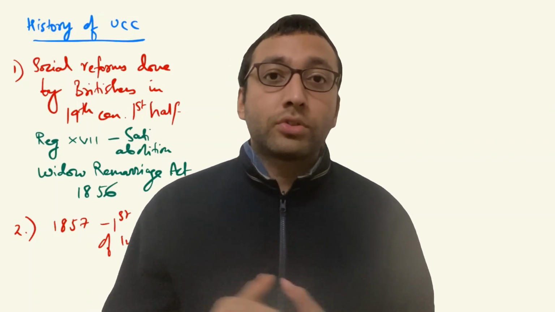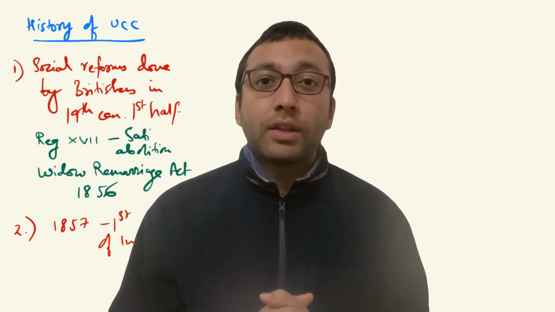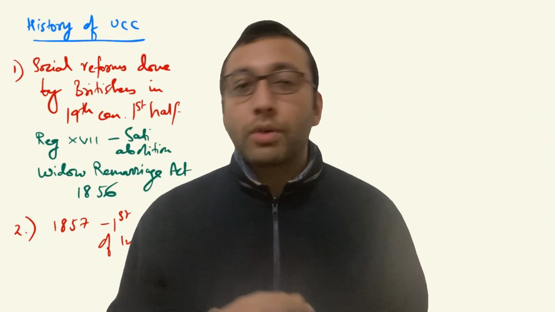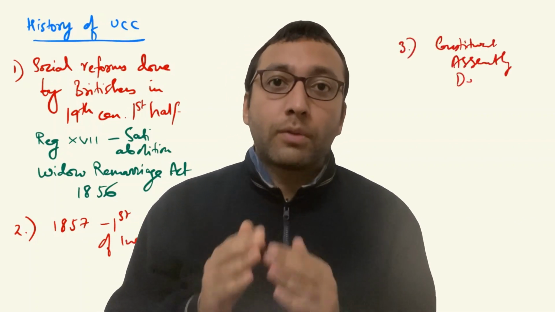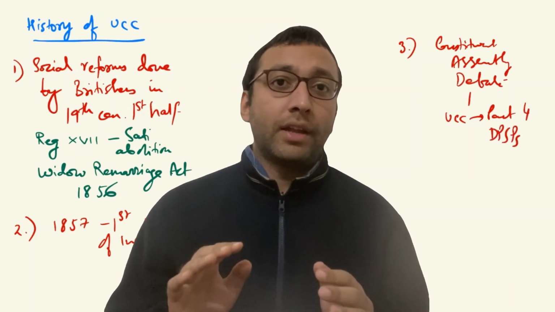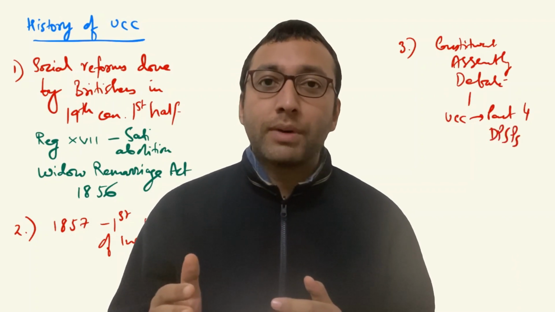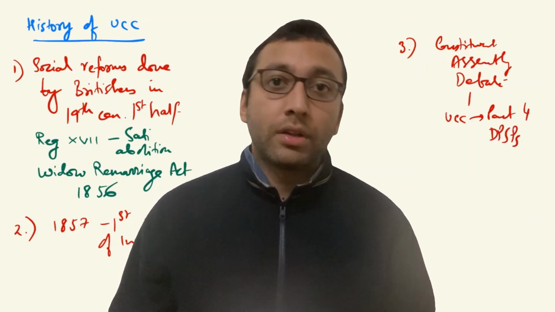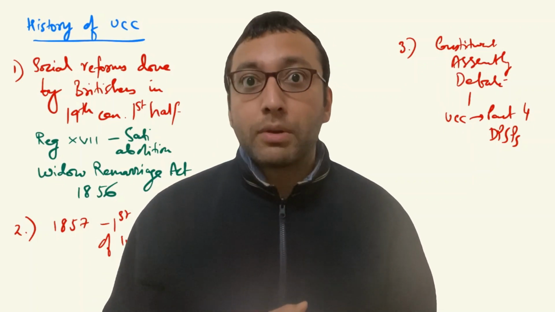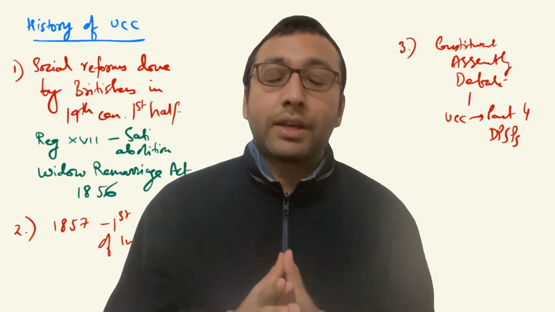Then, closer to the independence of India, the Constituent Assembly debated whether to put UCC in Part 3 or Part 4 of the Constitution, and ultimately voted to put it in Part 4. That is the DPSPs. Directive principles are not directly enforceable by a court of law, but they are fundamental in the governance of the country and it shall be the duty of the state to keep them in mind while making laws.